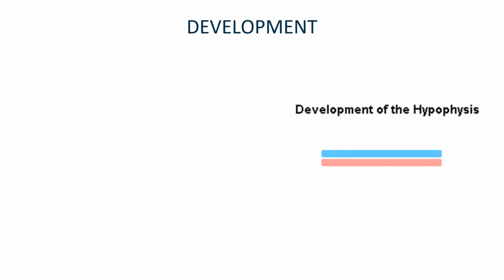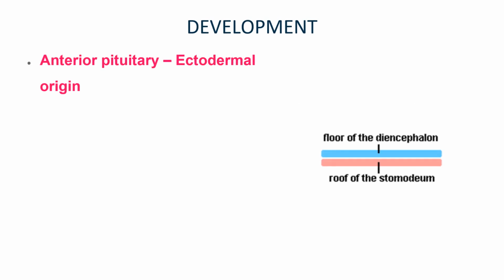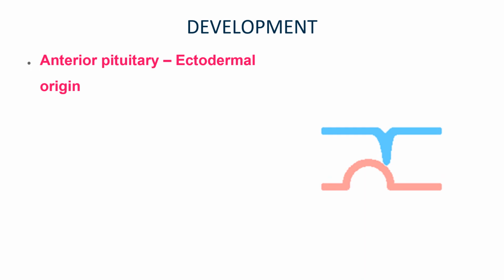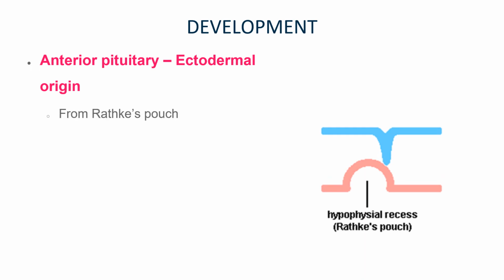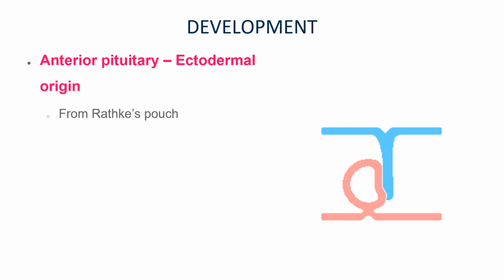Development. Anterior pituitary is ectodermal in origin. It develops from Rathke's pouch, which is an embryonic upward outpouching from the roof of the primitive oral cavity.